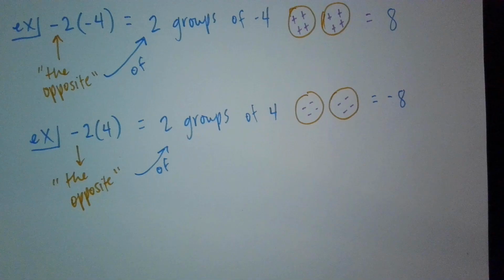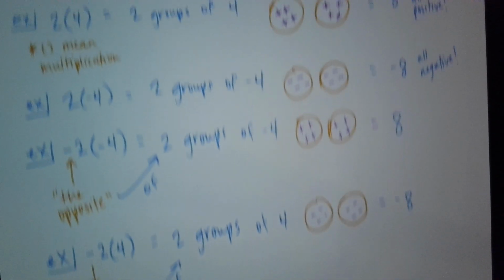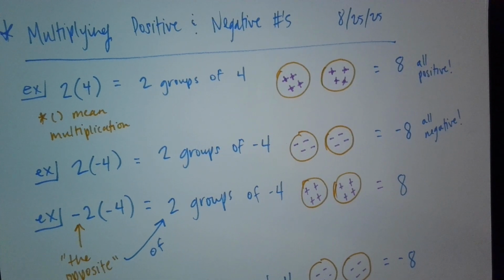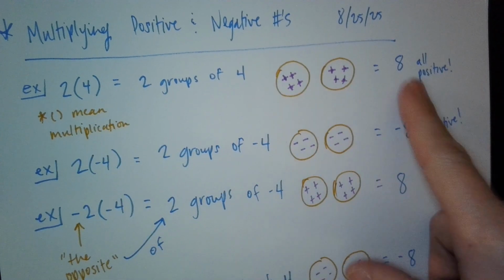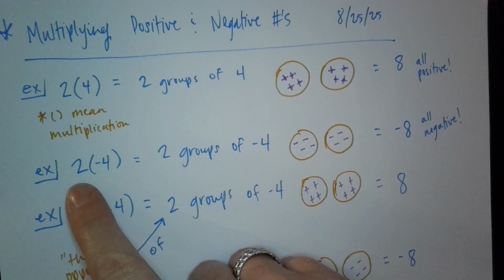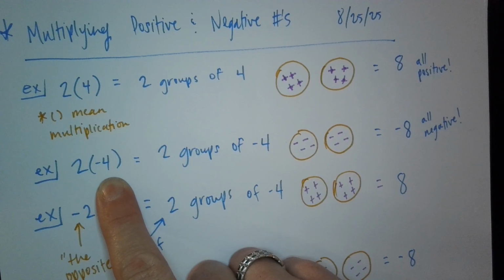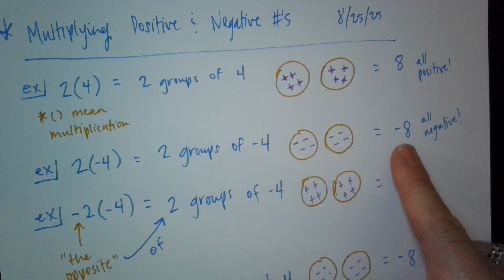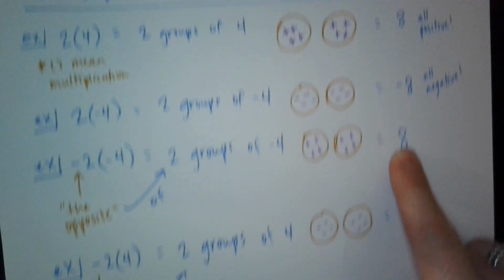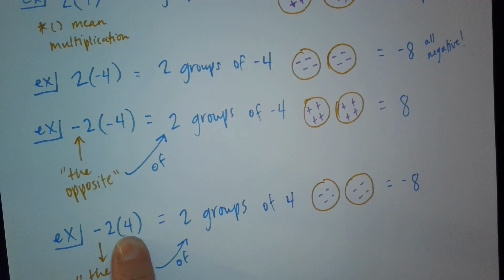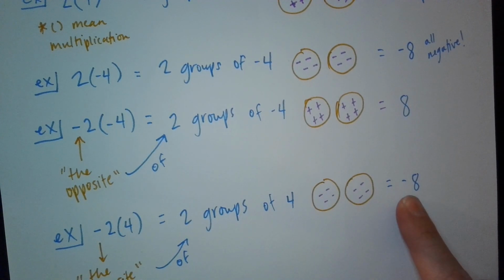Alright, we okay with that? So let's go back and observe real quick. So, we've got groups of positives. Well, if I have groups of positives, my answer is positive. Ta-da. If I have groups of negatives, well, my group has nothing but negatives in it, so my answer is negative. If I have the opposite of negative, my answer is positive. If I have the opposite of positive, my answer is negative. Okay? And that's our pattern we're going to go by.